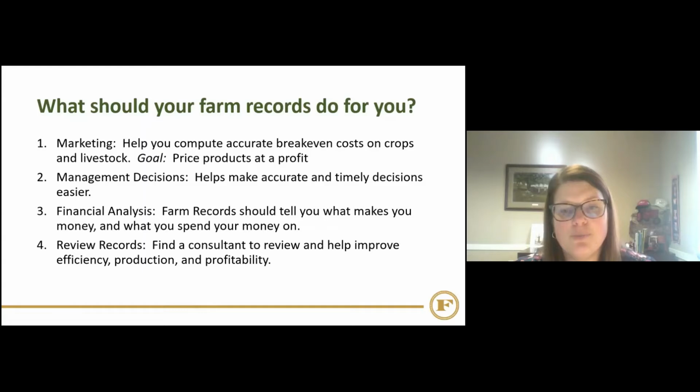A consultant could be someone you pay, such as a farm manager or an accountant, or it could be a banker who understands agriculture, or it could be someone such as the Land Connection, who is an objective third party who can take a look at your financials and give you an objective opinion about what's going on in your operation.